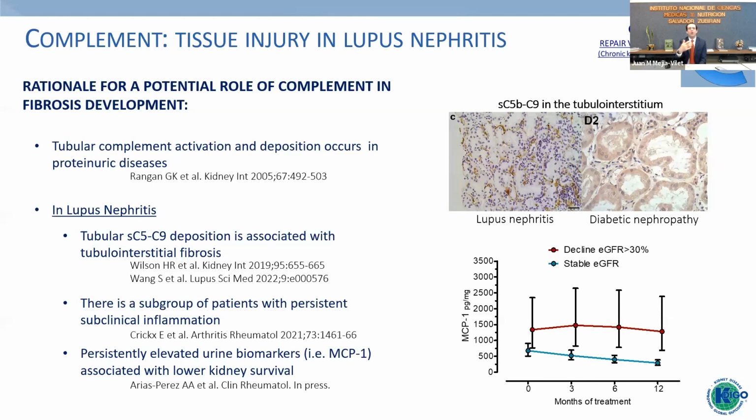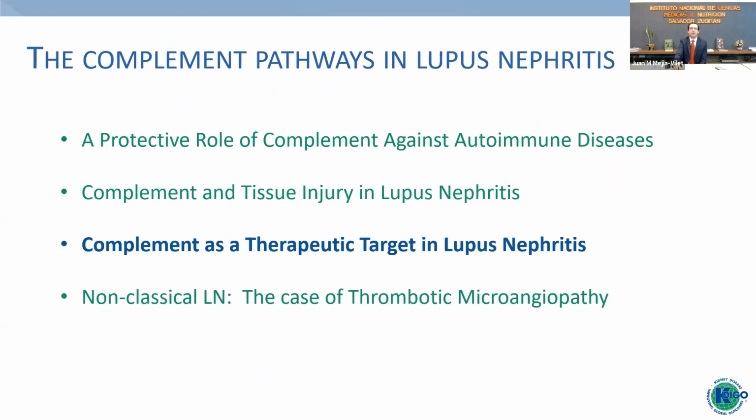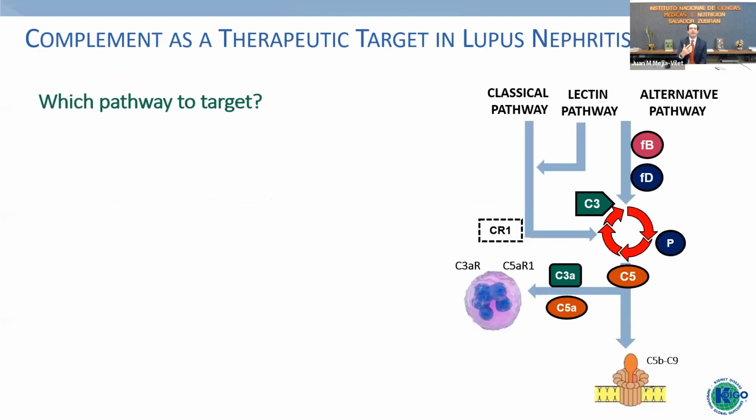So maybe there's also a role for complement inhibition in this chronic phase, not only in lupus nephritis, but in many proteinuric diseases. So let's jump into complement as a therapeutic target. And moving forward to treatment, there are many questions. Some of them are here. First, we can question which pathway to target.